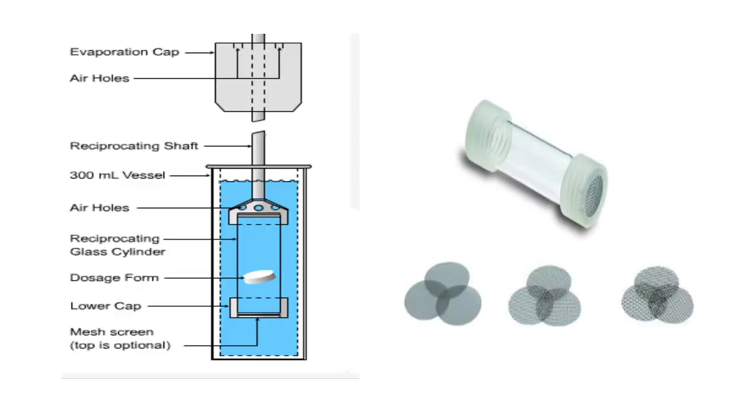Chewable pills with prolonged release are made with it. And this is the structure of this reciprocating cylinder. You can see that the cylinder is placed. In that cylinder, we are placing the dosage form.